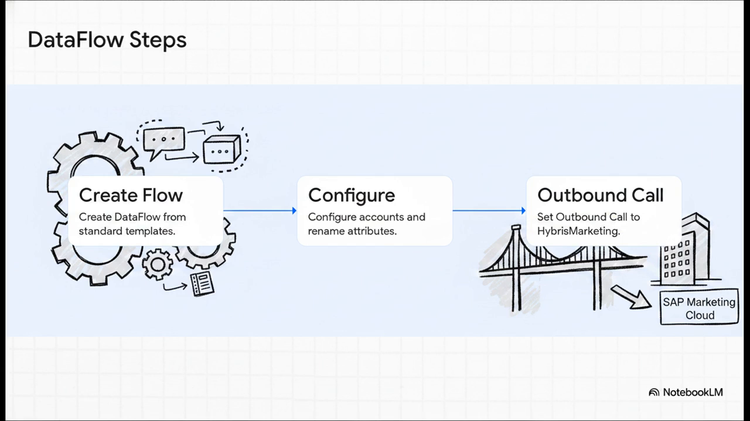So, condensing a couple of the technical steps here, you're basically creating the data flow using standard templates, configuring your accounts, and, this is vital, meticulously renaming the attributes so that both systems are speaking the exact same vocabulary. Finally, you configure the outbound service call to something called hybris marketing. Actually, fun bit of trivia from the docs, that's the legacy technical backbone name for SAP Marketing Cloud. You are essentially painting the exact lanes on the bridge that your customer data is going to travel on.